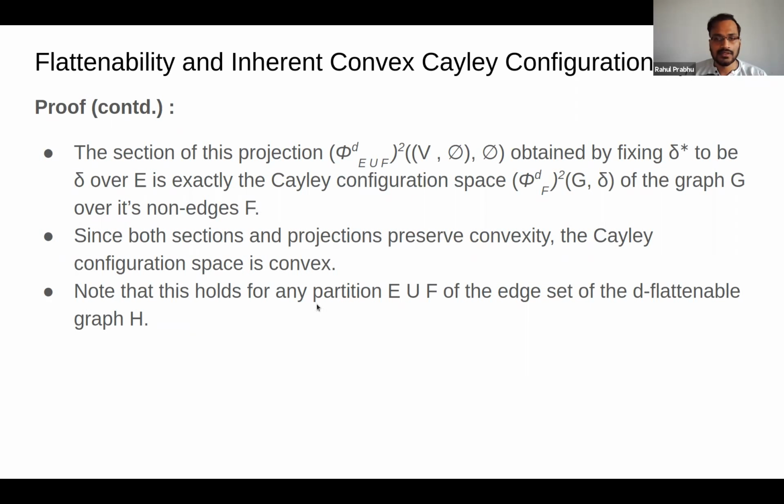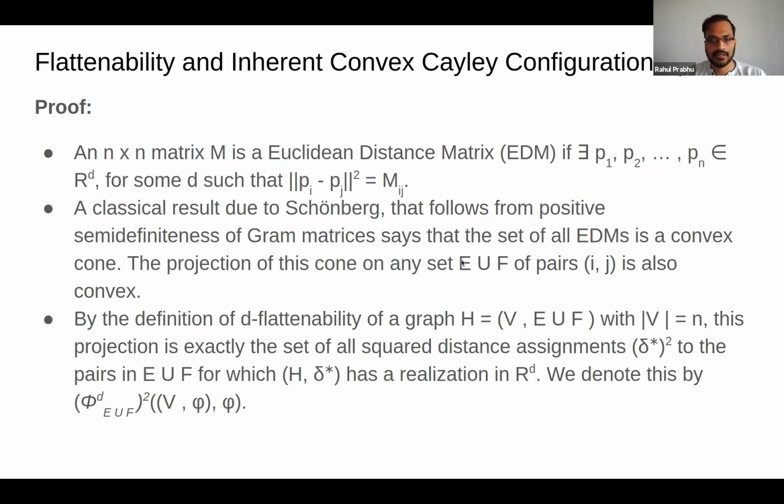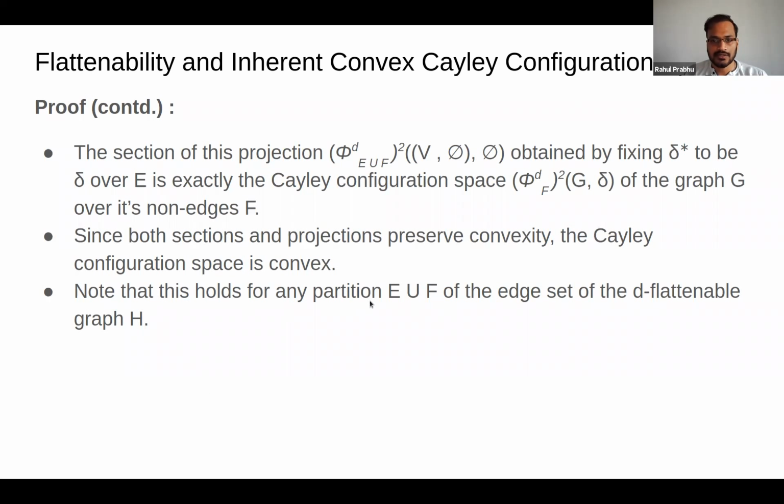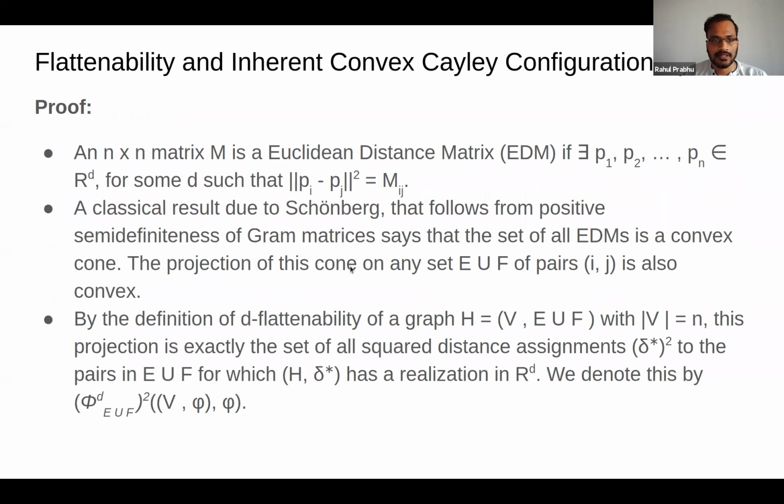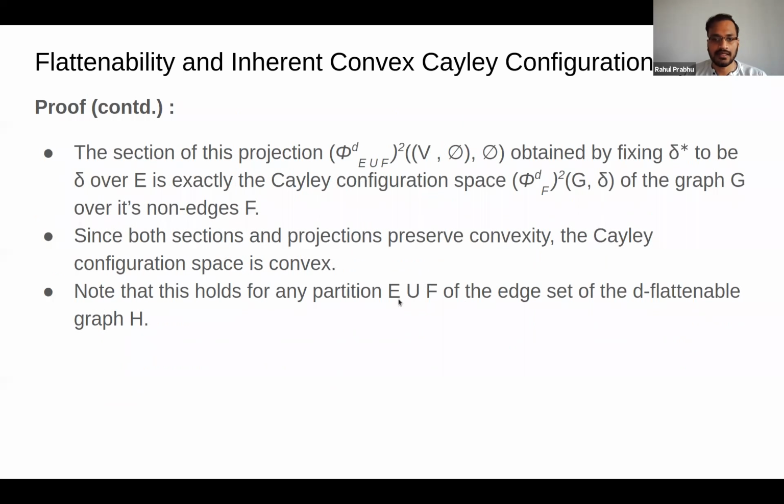Notice that I did not make any assumptions about E and F here. You can partition the graph into any set of edges and non-edges. So this shows that if a graph is deflattenable, what direction are we going? Yeah, if a graph is deflattenable, it admits inherent Cayley configuration space. So you can partition the graph into any set of edges and non-edges. Were there any questions so far?